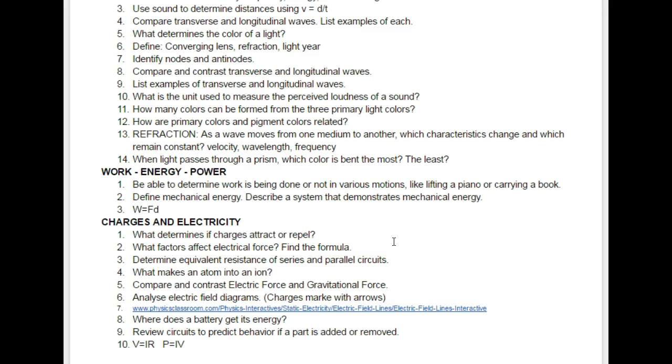What makes an atom into an ion? This should have been related to our discussion about charges. Don't know if we were clear about it, so let's talk about it right now. When an atom loses or gains an electron, it becomes an ion. If it loses an electron, it's lost a negative charge, giving it a net positive charge. If it gains an electron, then it has an extra negative charge, so it would become a negative ion.